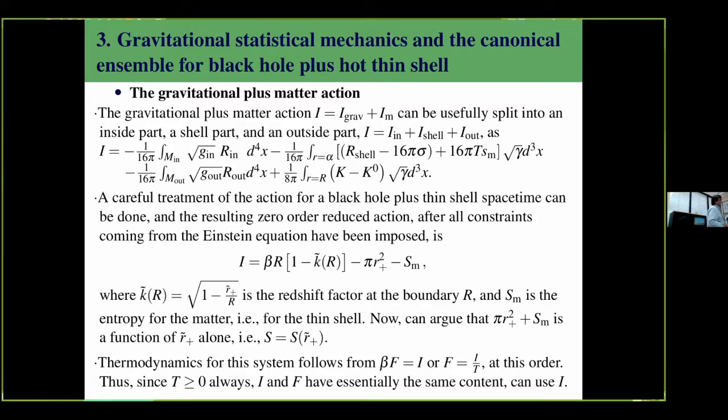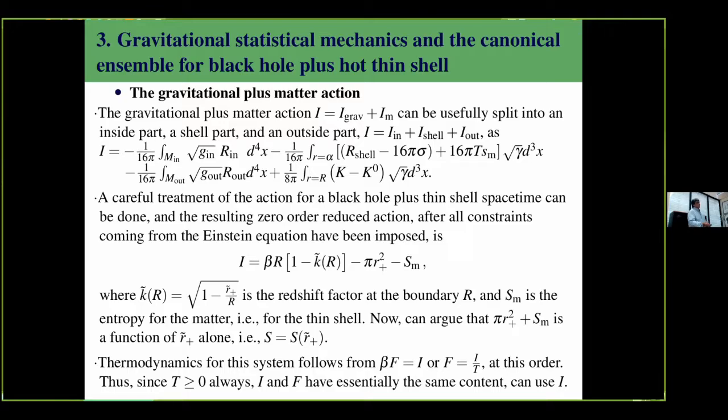Now, we have to treat each term very carefully and get the final action. And it's very simple, essentially. It's given by beta, inverse temperature, times the radius of the reservoir, 1 minus k tilde, r minus pi r plus squared minus the entropy of the matter, where k tilde is the redshift, as we have seen, and Sm is the entropy of the matter for the thin shell.